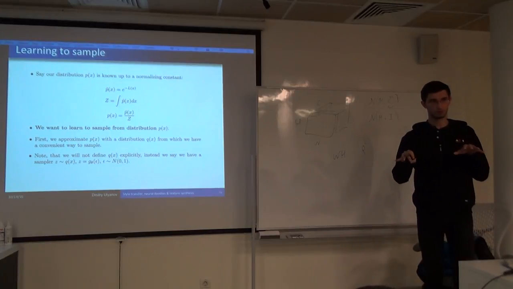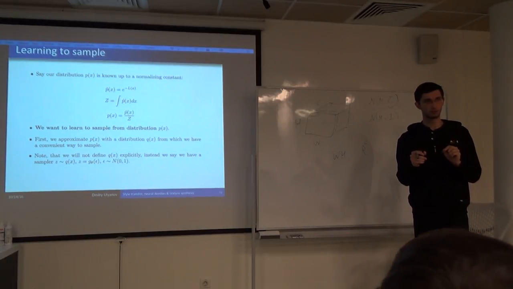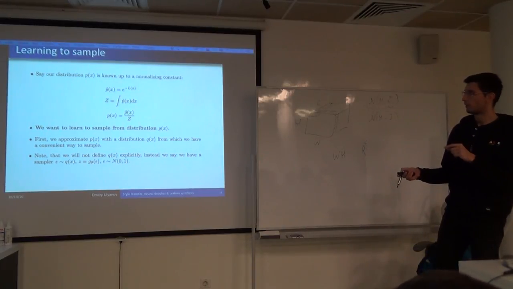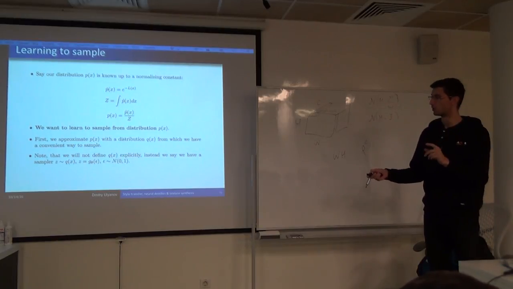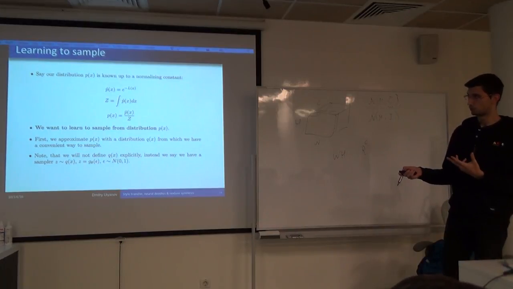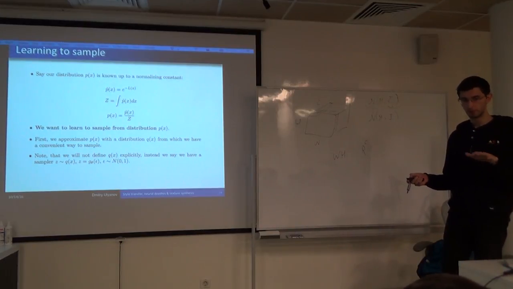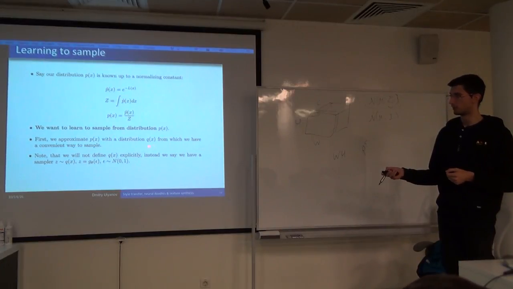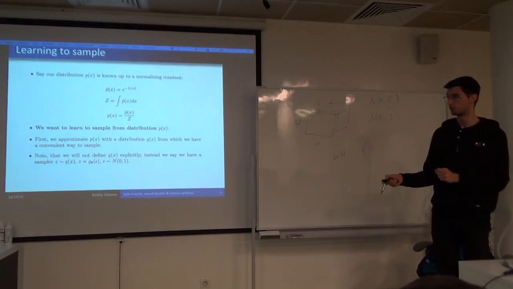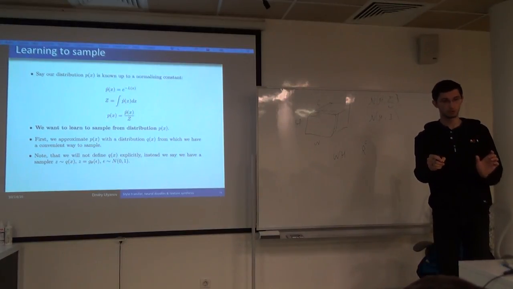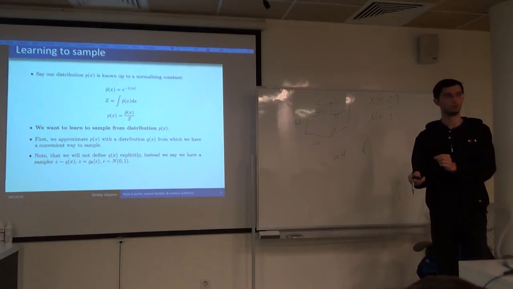We have this distribution defined. We cannot evaluate the distribution, actually. I mean, we can evaluate it up to the normalization constant. Yes, okay, that's true, we can evaluate the density. What we want to do is learn to sample. We cannot sample, but we can evaluate, let's say. So we will try to approximate our distribution with another distribution Q of X, but we will not define it explicitly. Instead, we will construct a sampler procedure for the distribution Q of X, which should be similar to P of X.